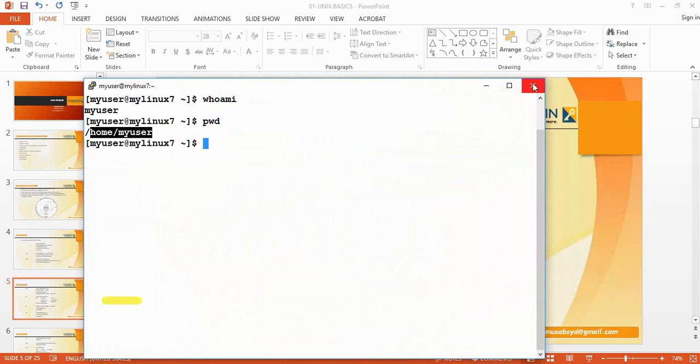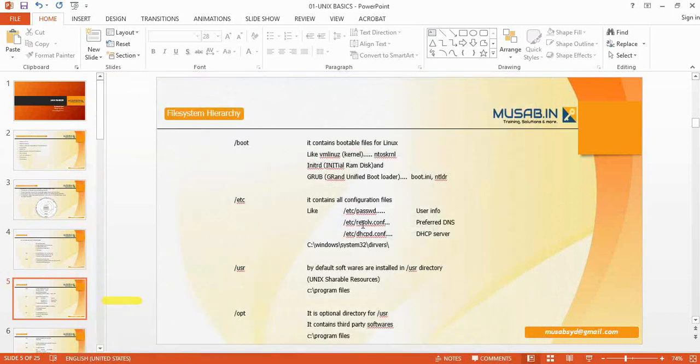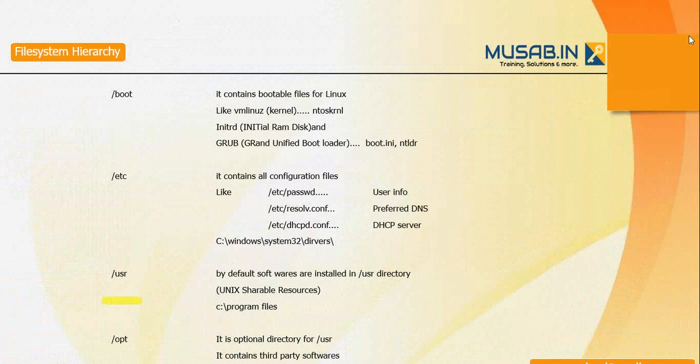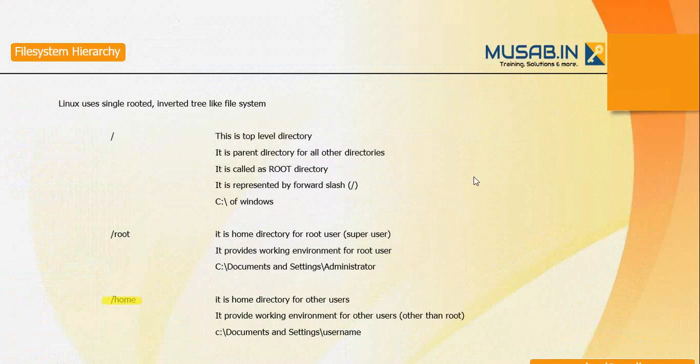So like that, every user is granted one home directory, a default directory where he would be sitting after logging into the system. Every user is given a separate home directory. Root's home directory is /root, and a normal user's home directory is /home/username.